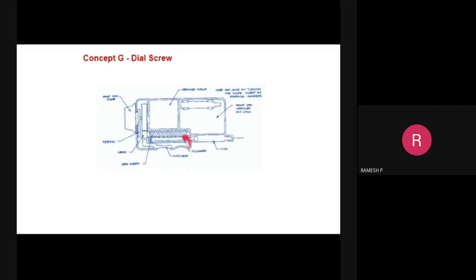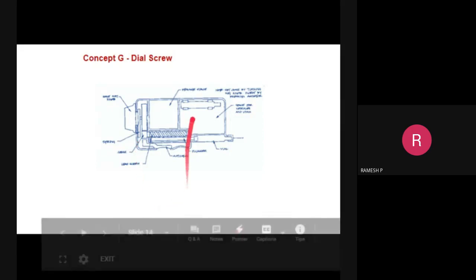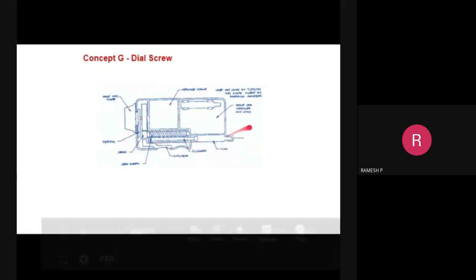Concept G is based on the lead screw motion for operating the plunger. The motion to the lead screw is transmitted by turning the dial knob. Obviously, again the dose is set by turning the corresponding dial knob. The energy stored in the spring is actuated through this lead screw, which, according to its rotation, supplies the dosage to the patient.